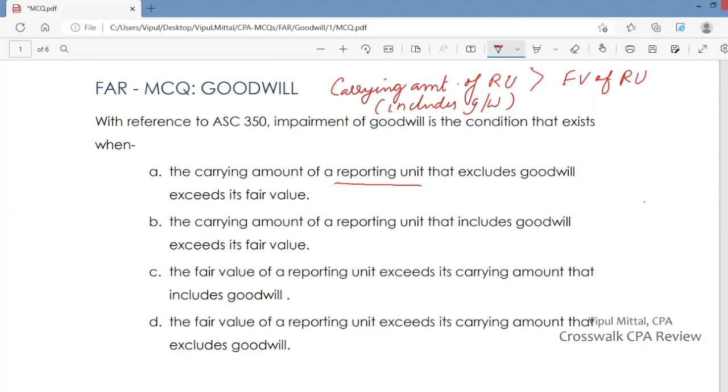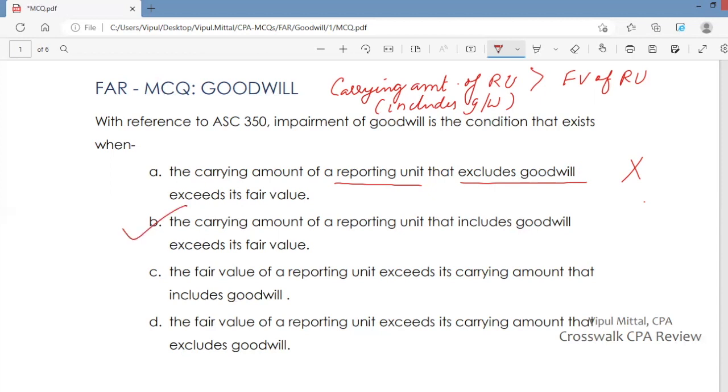Impairment of goodwill is the condition that exists when the carrying amount of the reporting unit that excludes goodwill... No, this is not correct. No, it should include goodwill. The carrying amount of the reporting unit that includes goodwill exceeds its fair value. Yes, this is the answer.